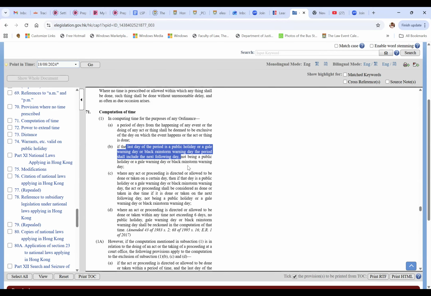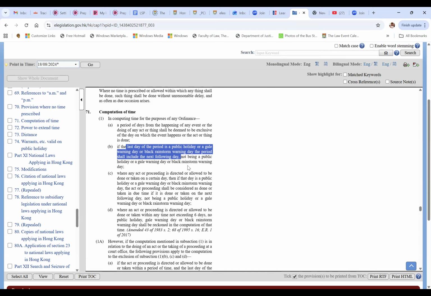Because if your public holiday falls on December 25th or 26th, you're going to roll over. So let's say that your 28th day is December 25th. You're going to roll over to December 26th. Oh, also a public holiday. You're going to roll over to December 27th because the courts are closed on those days.